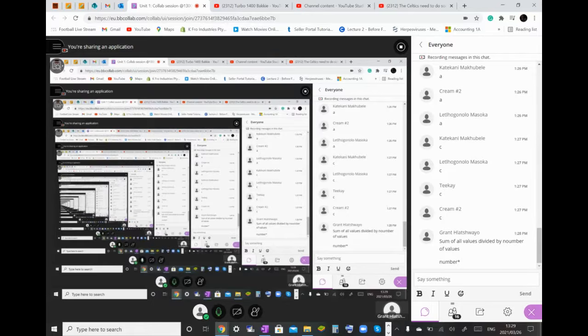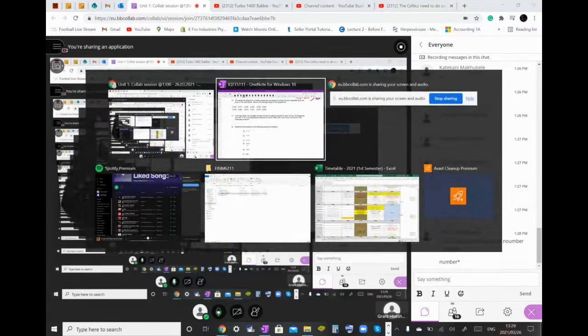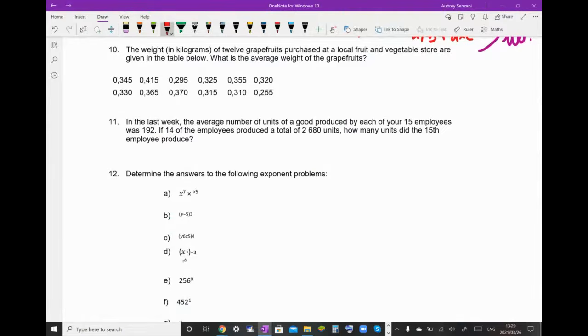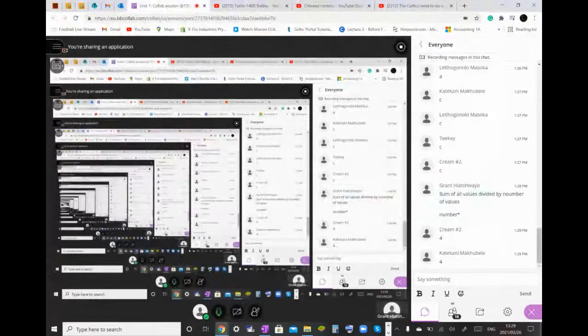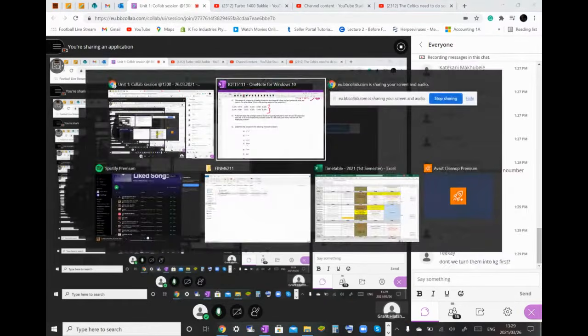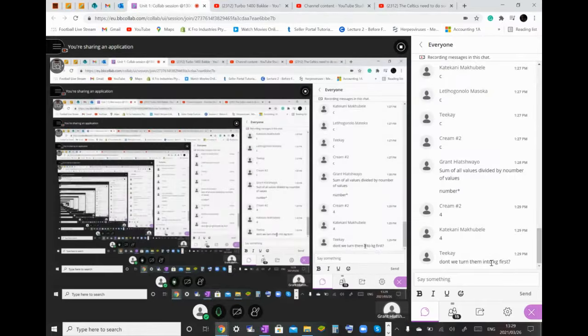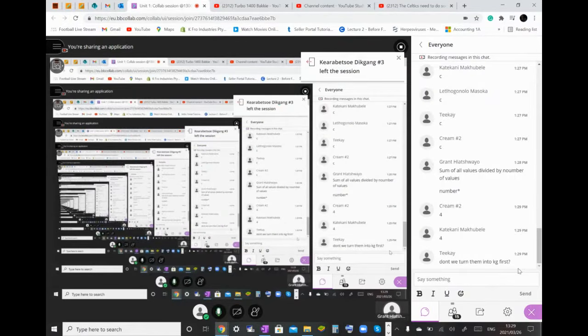Okay, so let's see. What is the sum then of the values? What is the sum of all these values? Somebody tell me. Okay, you all say 4. 4 is the sum of all those values. Two people said 4. Are they correct? Okay, and how many values do we have?